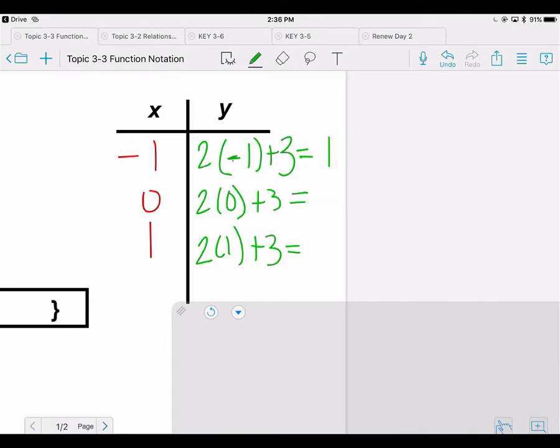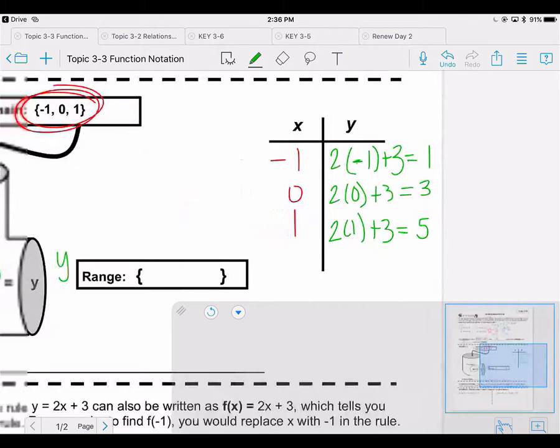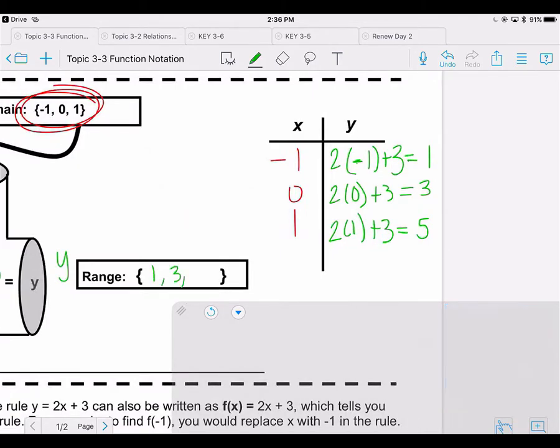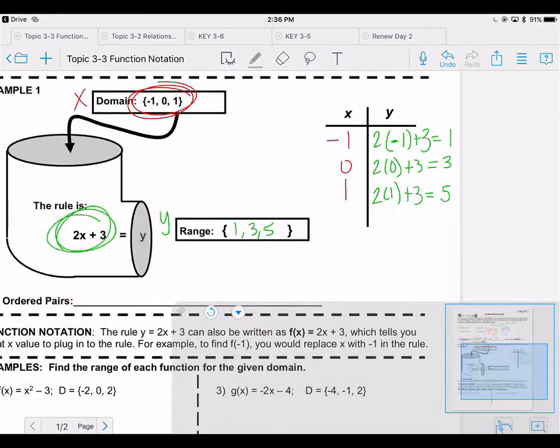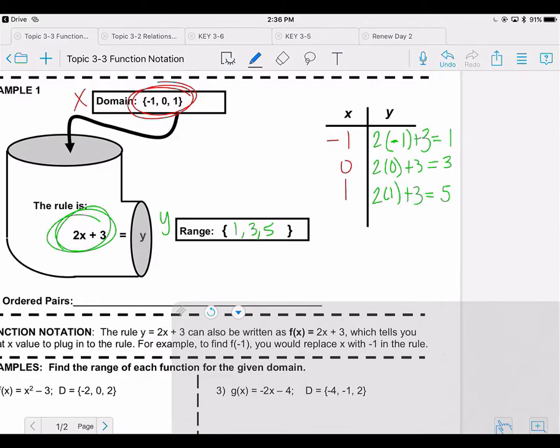2 times 0 is 0. 0 plus 3 is 3. 2 times 1 is 2, plus 3 is 5. So my range would be 1, 3, and 5. We have 3 separate distinct values for my range. To write them as ordered pairs from that table, when X is -1, Y is 1. When X is 0, Y is 3. And when X is 1, Y is 5.